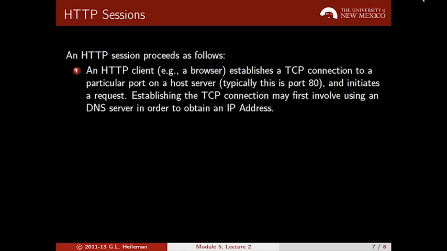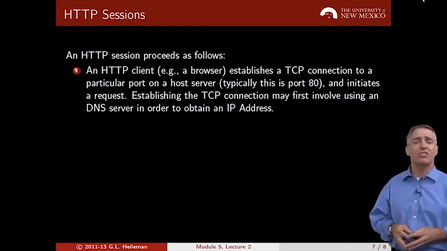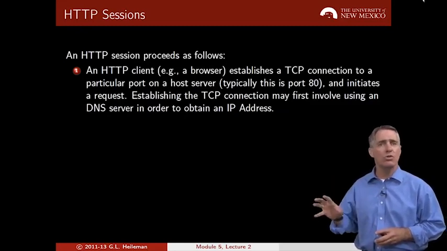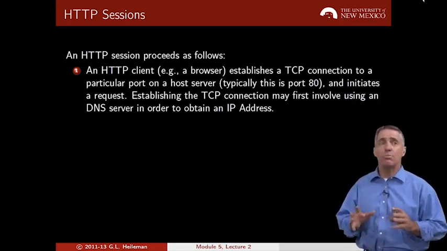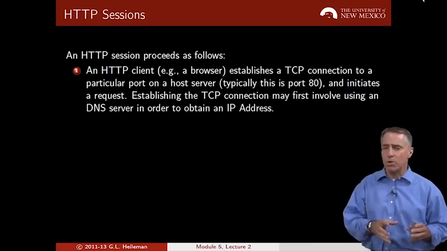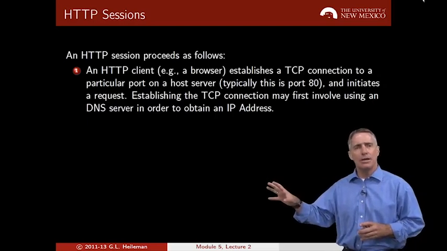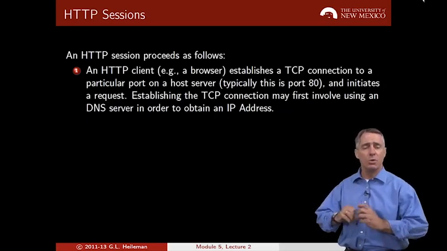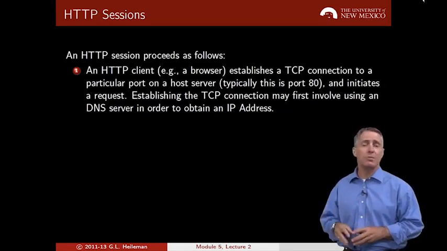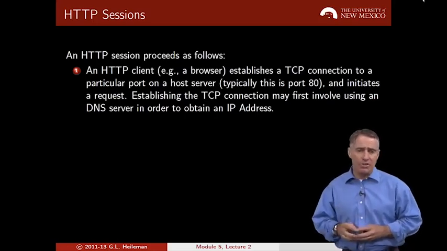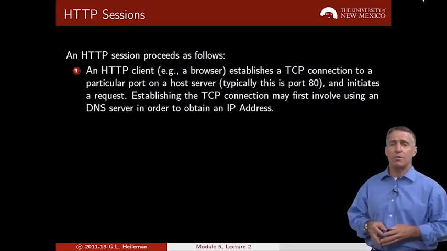Let's look at an HTTP session. An HTTP session works as follows. There's a client, and in our case, again, it's the browser, that establishes a TCP connection to a particular port on a host server. And by default, this is port 80. Web servers are typically listening on port 80. So when you deploy a Rails application in the development environment, we're working locally on port 3000. But when you deploy it in a deployment environment, it tends to be that you have the server listening on port 80. And so then a request is initiated through HTTP.